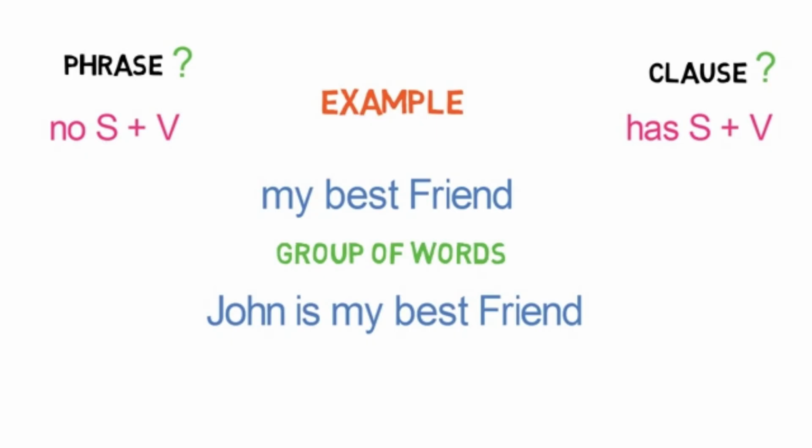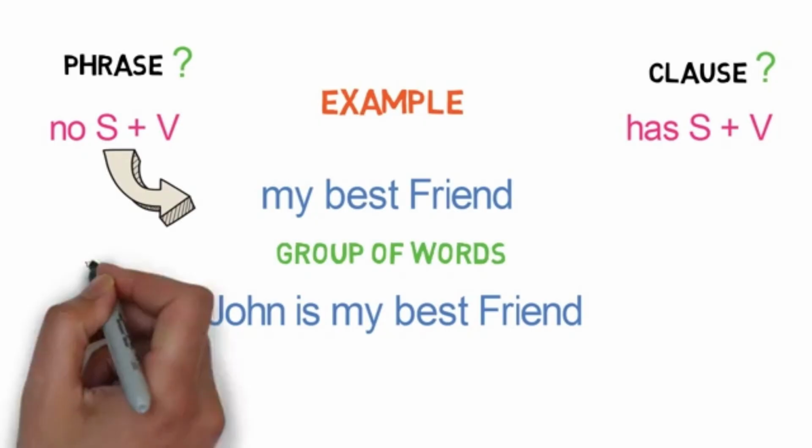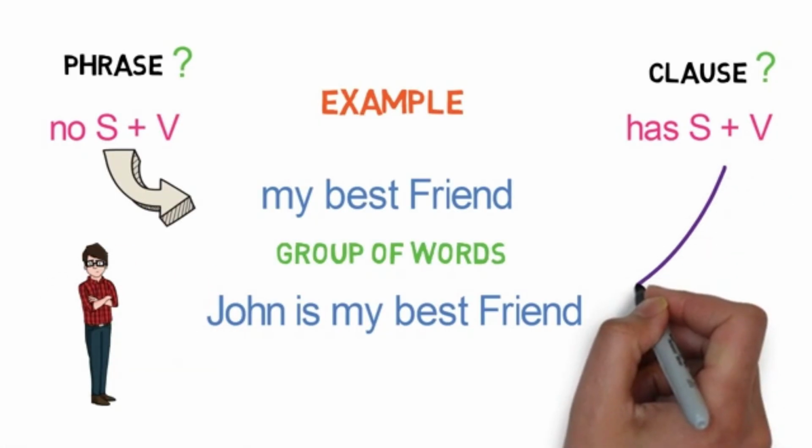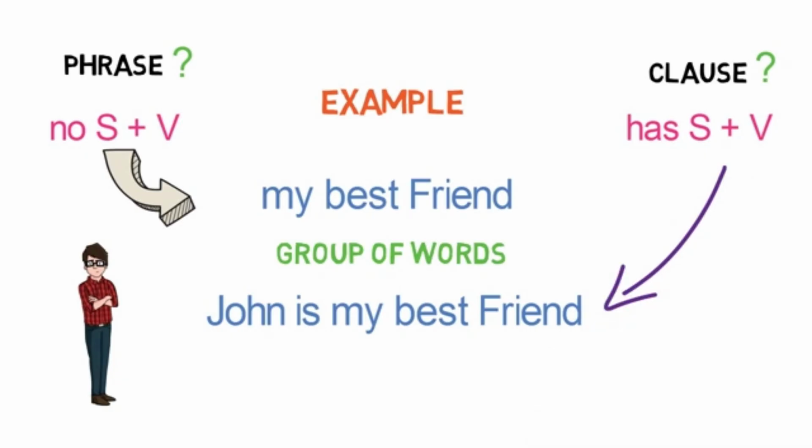Now can you identify? My best friend is a group of words with no subject and verb. So it's a phrase. And John is my best friend has a subject-verb combination, that is John as a subject and is as a verb. So it's a clause. Now let's define both of them properly with more examples to make things clear.